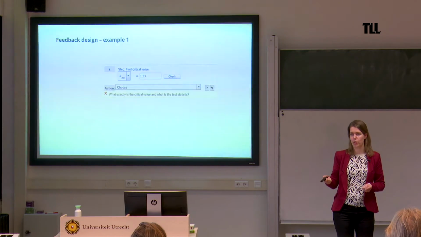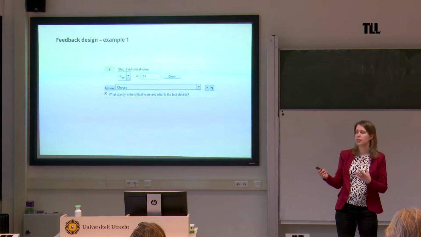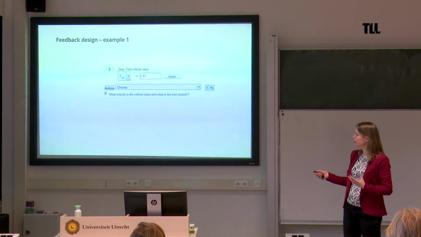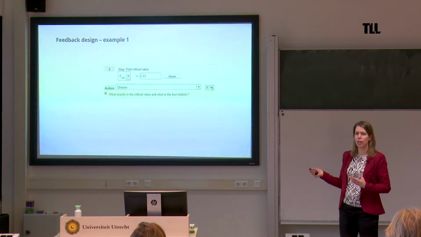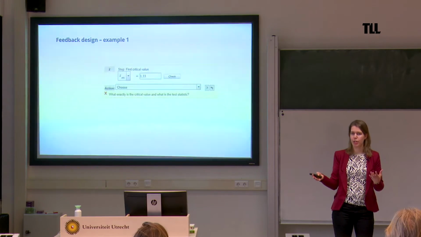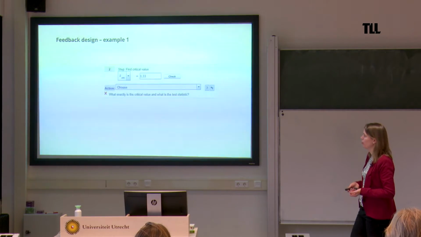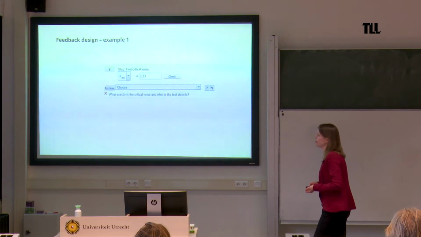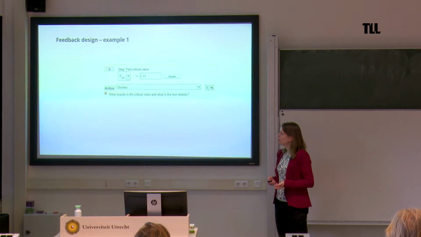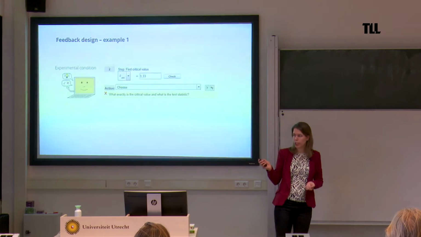And our software knows that. So our software is programmed in such a way that it recognizes, hey, this value here, this 1.33, that is the value of the test statistic. So maybe this student at this point has been confusing test statistic and critical value. So it provides feedback. What exactly is the critical value and what is the test statistic? So this was what we offered students in an experimental condition.